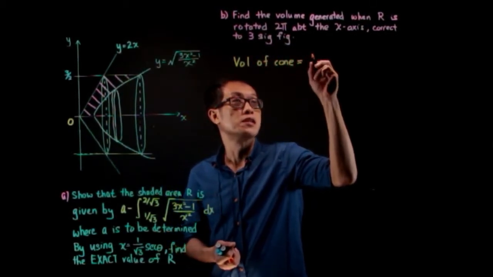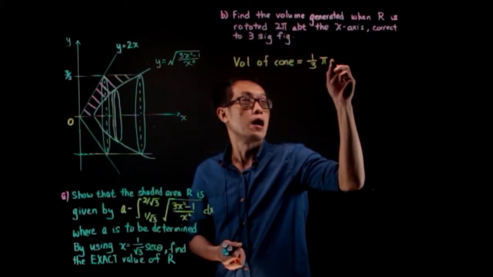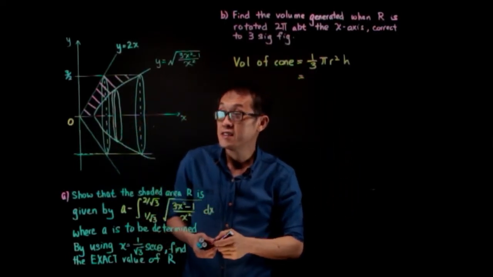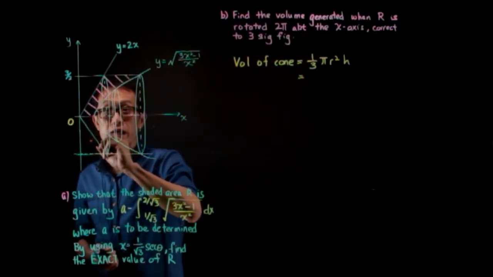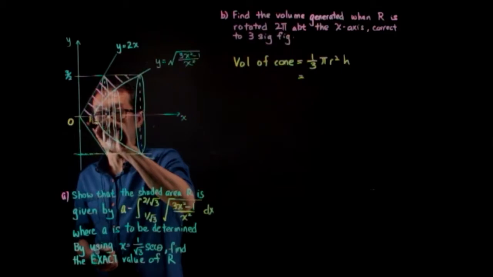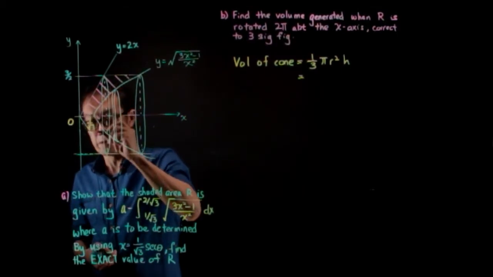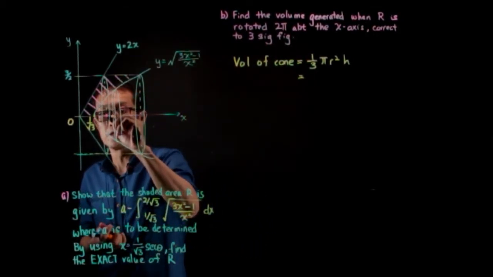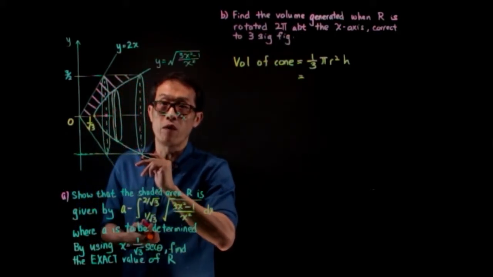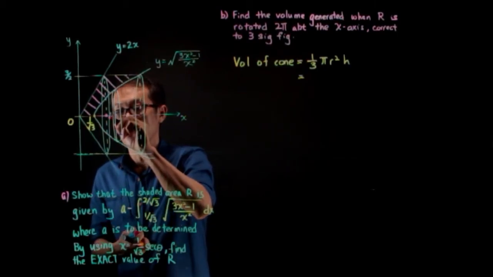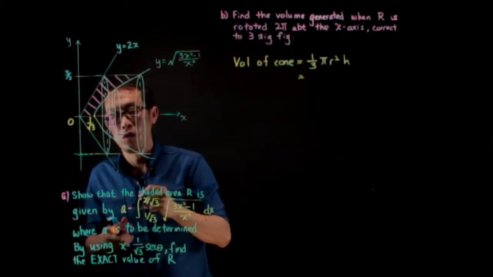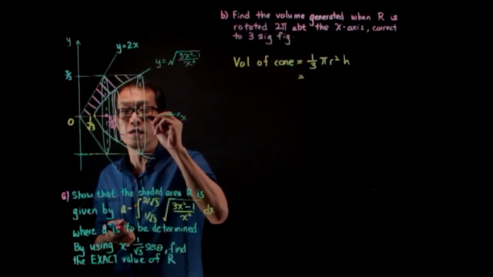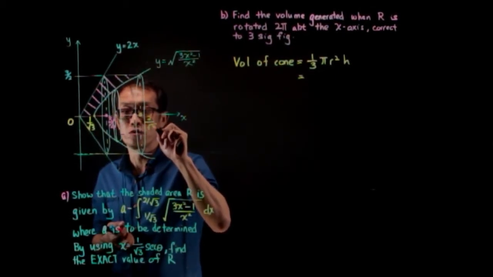The volume of the cone is given by 1/3 pi r squared h. Oh, I have erased the readings here as well. Now let me just write them down again. This point is 1 over root 3. This point here is 3 over 4. And this point here is 2 over root 3.